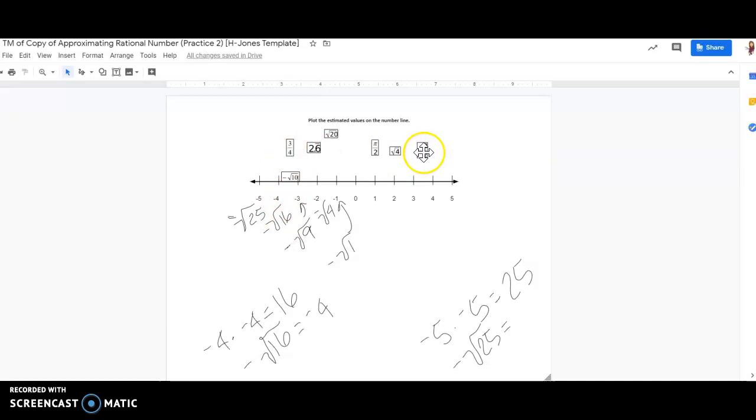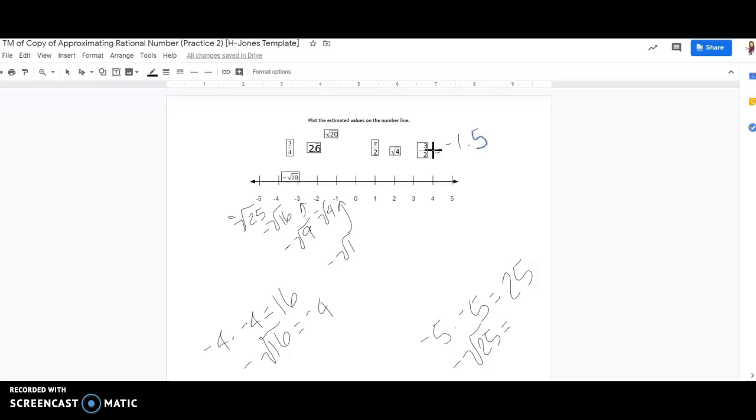Let's talk about -3/2. -3/2 is a fraction. It's equal to the decimal -1.5. Well, I know that -1.5 is right in between -1 and -2, so we can drag it to our number line there. Let's talk about some of these bigger numbers.